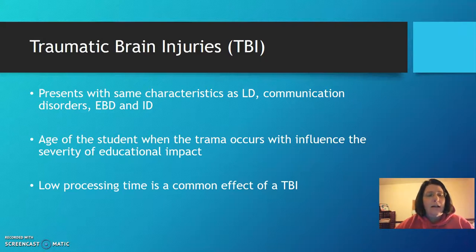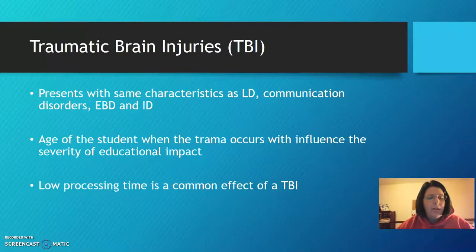So the exceptionality that I'm going to cover is a traumatic brain injury. Traumatic brain injuries present with the same characteristics as learning disabilities, communication disorders, emotional behavior disorders, and intellectual disabilities. There are a couple of factors that really will tell you how devastating the brain injuries can be, and one of those factors is the age of the student when the trauma occurs. The younger the age, the more severe the trauma is going to be.